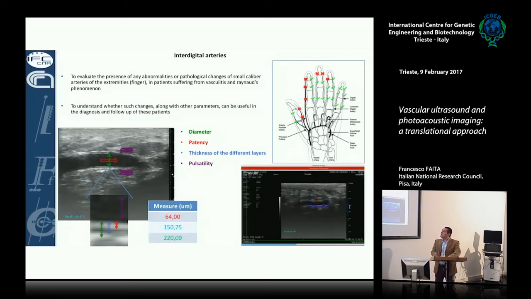Another application in vascular study is the study of interdigital arteries. This study was aimed to evaluate the presence of abnormalities in the arteries of fingers, in particular for patients suffering from vasculitis or Raynaud's phenomenon, and to understand if such changes can be used for diagnosis or follow-up of these patients. The protocol is quite complex because it requires acquisition from several sections of the fingers of the subjects, and all images were processed by custom automatic software measuring diameter, pulsatility, and thickness of the layers of the artery of the fingers. In the table you can appreciate the order of magnitude of the measurements, and in particular in this case, in a pathological subject, the intima layer accounts for only 64 microns.